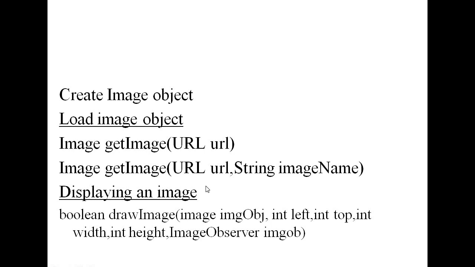But for displaying an image, we will be having a method, that is drawImage. So drawImage has different parameters. The first one is the image object. Here in the first step we created an image object, and that image object name is specified here, and then the left, top, width, height, and the pointer to be assigned to the image. All these are specified as different parameters along with drawImage.